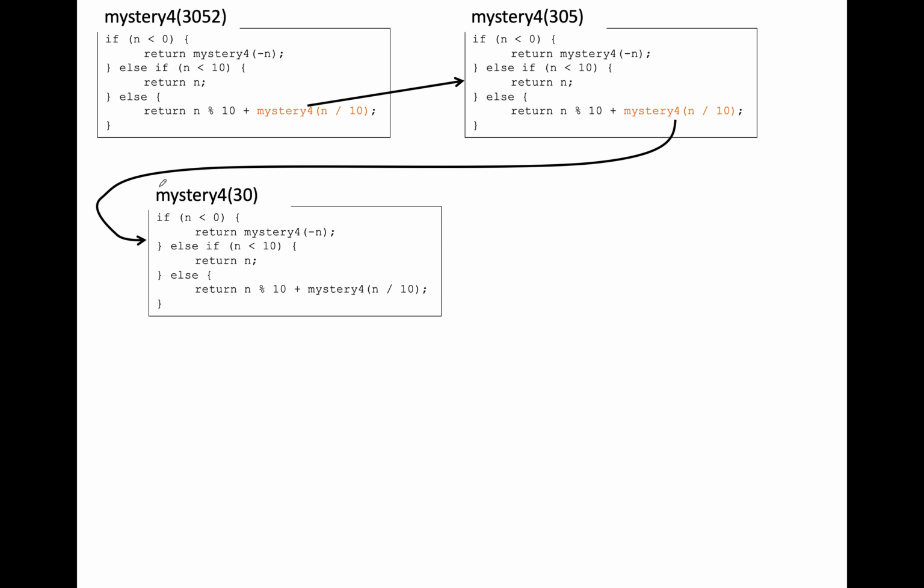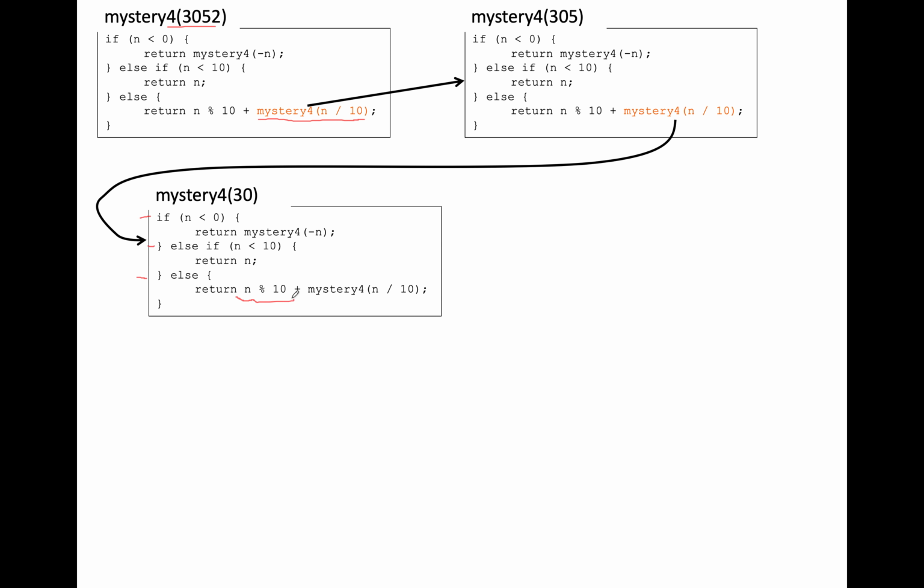This slide is showing a visual representation of that information. It's showing the n, and it's showing where the method left off, where it's waiting for the method it's calling to finish. So then we have mystery 4 of 30. We check the if. We don't enter it because 30 is greater than 0. We check the else if, which we don't enter because 30 is greater than 10. So again, we go into the else.